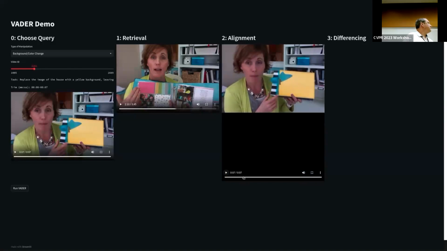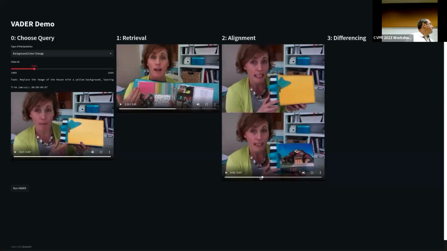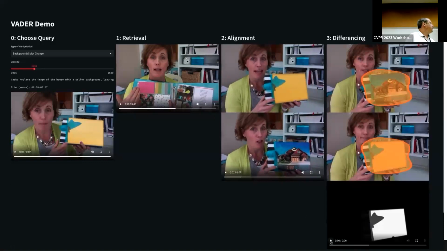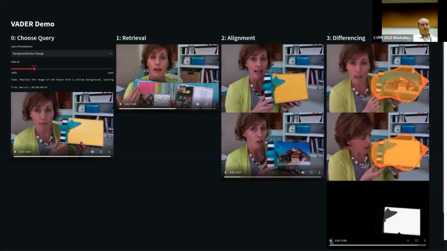We chose this example to show that even in the cases where the alignment is not matching the videos exactly correctly, the differencing module is still able to ignore the differences in the faces here, for example, and focus on the object that was manipulated.